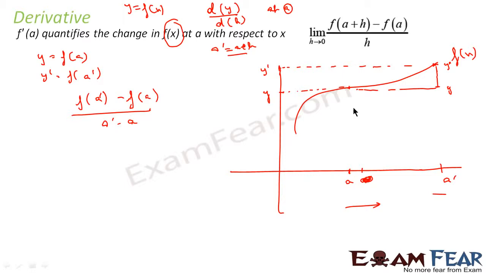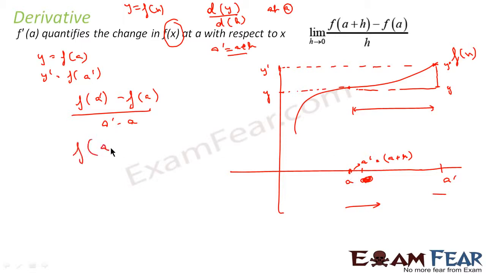Now since this duration is long, I want to find the rate exactly at this point. So instead of taking a' far away, I'll take a' exactly here. I can say that a' is nothing but a + h, where h is almost tending to 0. So a' is almost near to a, and instead of a', I can say a + h.